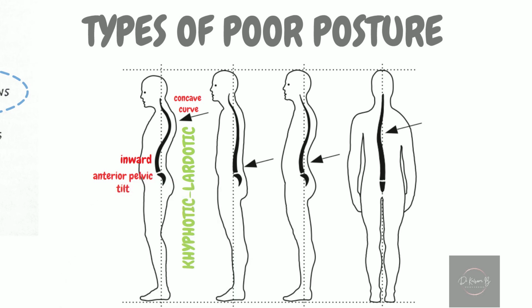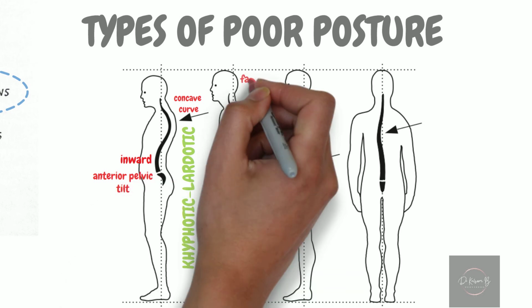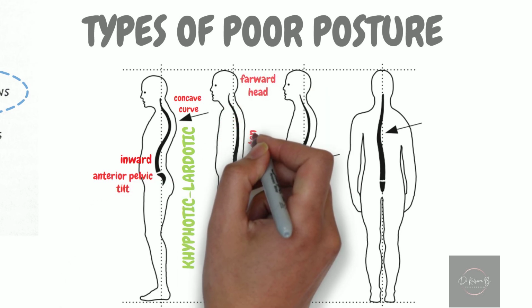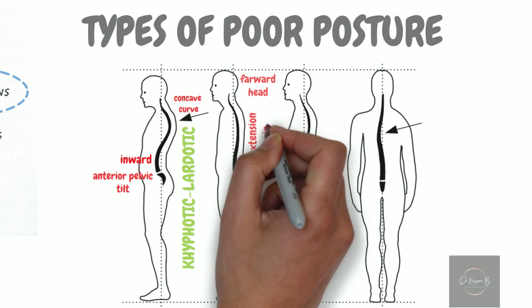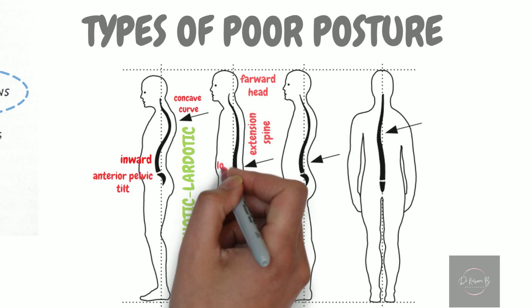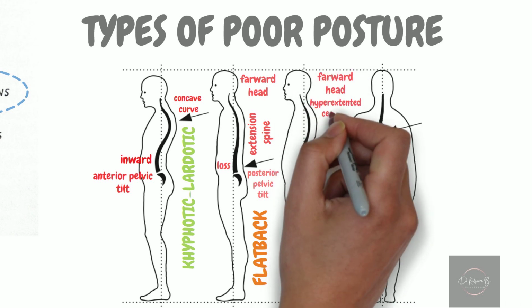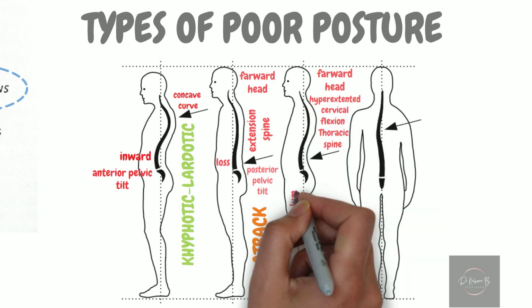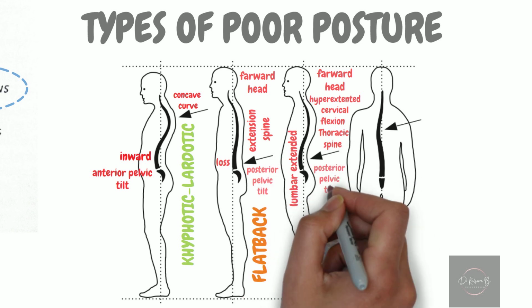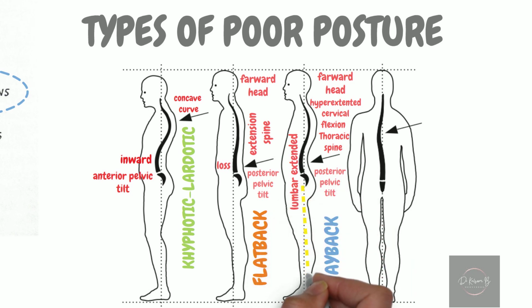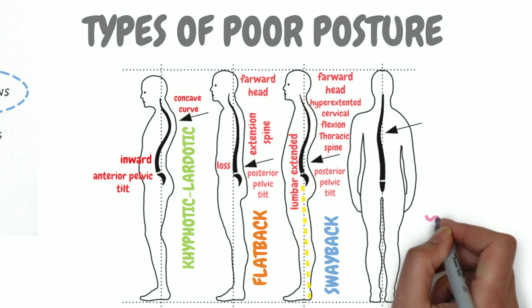Flat back posture. In this type of posture, there is a forward head, extension of the cervical spine, extension of the thoracic spine, loss of lumbar lordosis, and posterior pelvic tilt. Sway back posture. In this type of posture, there is a forward head, hyperextension of the cervical spine, flexion of the thoracic spine, lumbar spine extension, posterior tilt of the pelvis, hip and knee hyperextension, and ankle slightly plantar flexed.